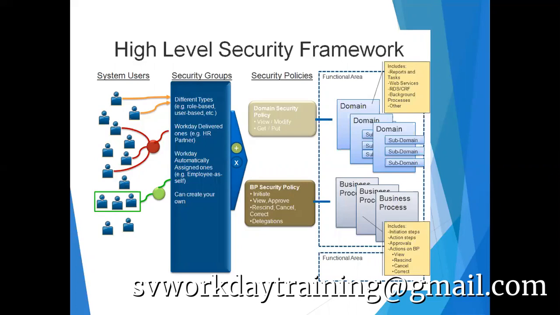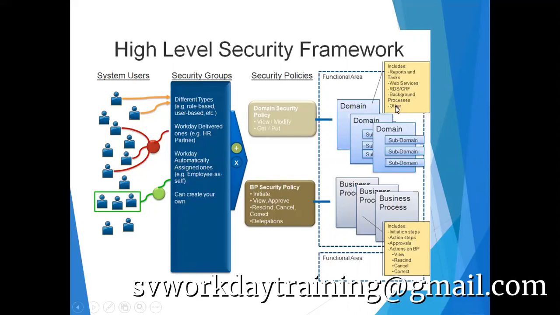Coming to what kind of security policies we have, there are 2 kinds: one is domain security policy and the other is business process security policy. First we'll focus on the domain security policies and then we'll talk about the business process security policy. How do you identify whether a policy is associated with a domain or with a business process? There is a thumb rule.